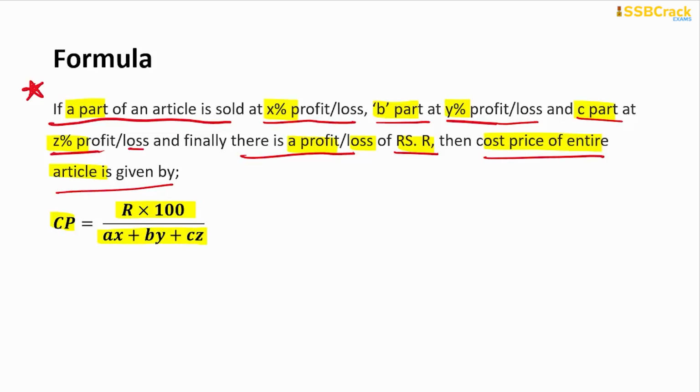The formula is R into 100 upon AX plus BY plus CZ. So you shall apply this formula directly in any case, for X either profit or loss, for Y also profit or loss, for Z profit or loss. So let's take an example now.